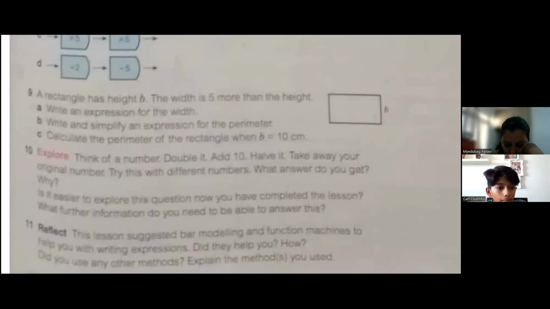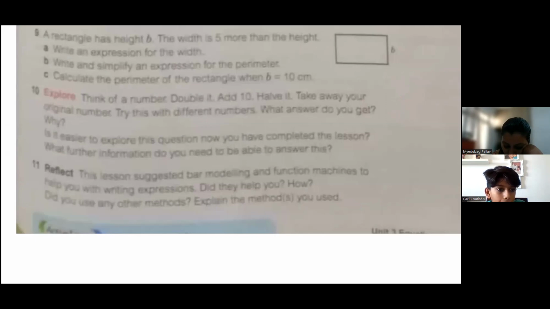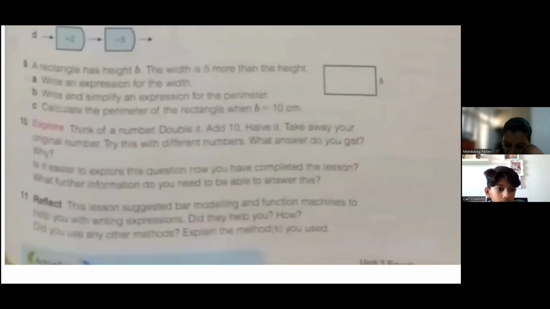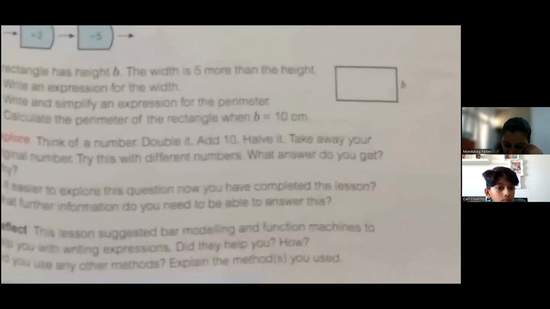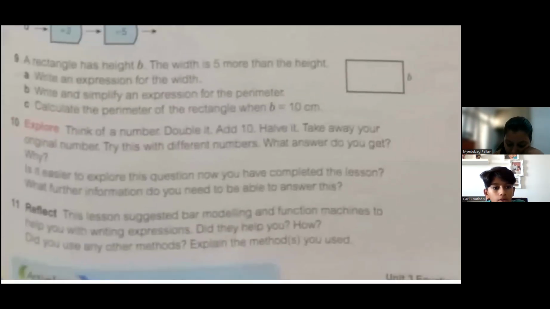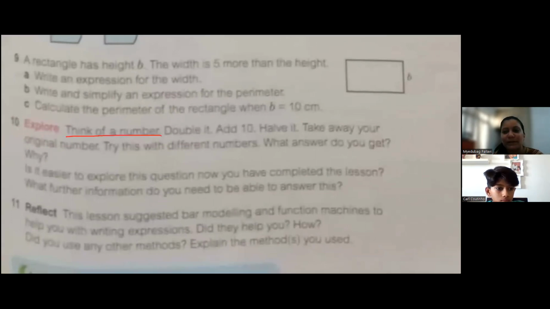Now the 10th one is a little kind of thing. Let's try it. Think of a number. Let's see the steps first. What we have to do is think of a number, then double it, add 10, then half it, and then take away your original number. Try this with different numbers. What answer do you get and why? Let's try it. You think of a number.